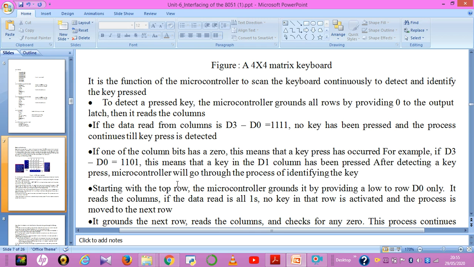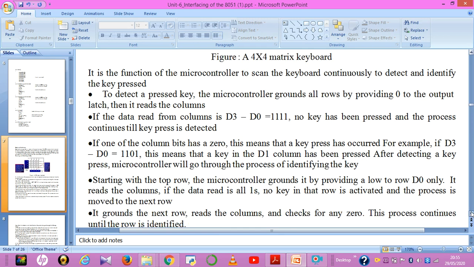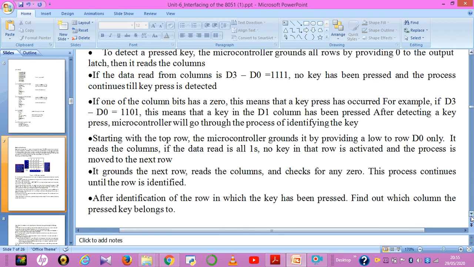After detecting a key press, the microcontroller will go through the process of identifying the key. It starts with the first row, the top row, and goes to the bottom row. The microcontroller grounds it by providing a low to row D0 only. For the other rows, D1 to D3 bits, it's always ones. It reads the columns. If the data read is all ones, no key in that row is activated, and the process moves to the next row.